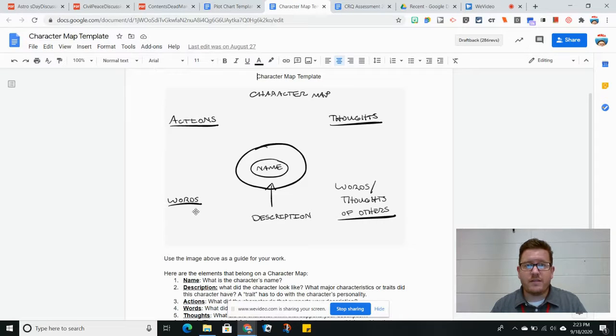Words. These should be direct quotes. These need to be exact quotes of what the character says. So if you're thinking about Civil Peace, the main character there, Jonathan, has a very important conversation with the antagonist. In An Astrologer's Day, the astrologer has a very important conversation with the antagonist. Tom has a very important conversation with his wife. What are some words that the character actually says that show who he or she is?